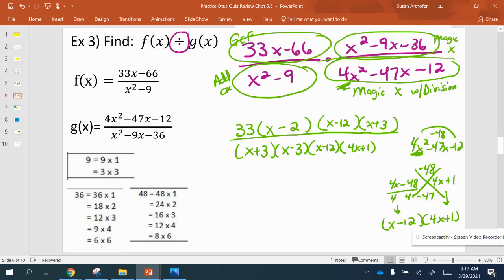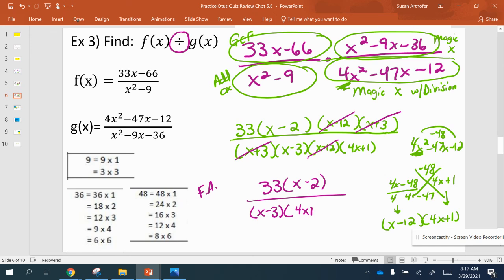Okay, and then we're going to go ahead and cancel. Things should match. So I have x plus 3 and x plus 3, and I have x minus 12 and x minus 12, and the rest is in the final answer. So I have a 33 next to an x minus 2, and on the bottom I have an x minus 3 and a 4x plus 1.